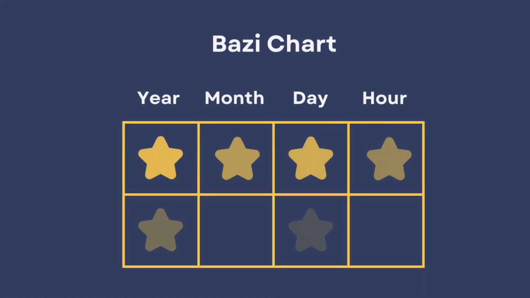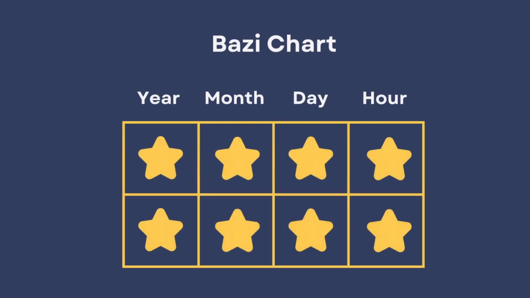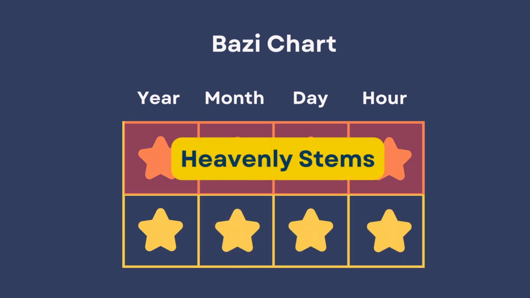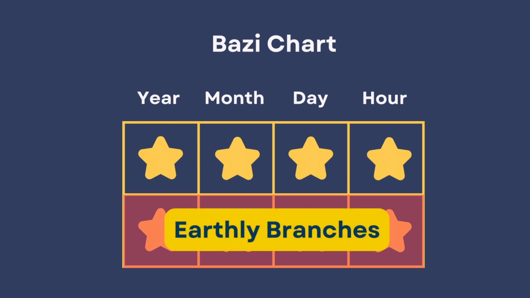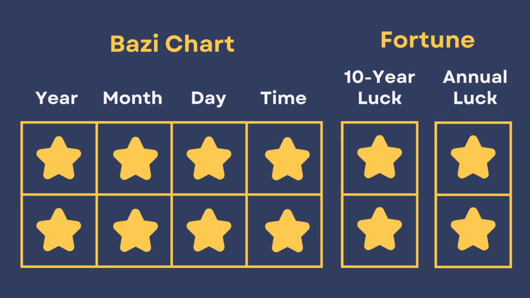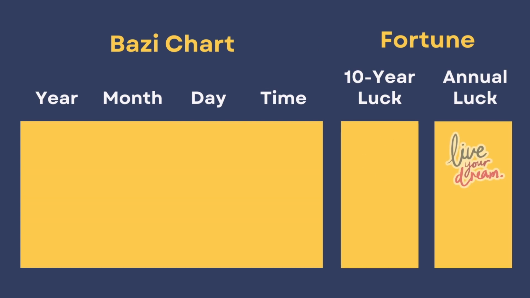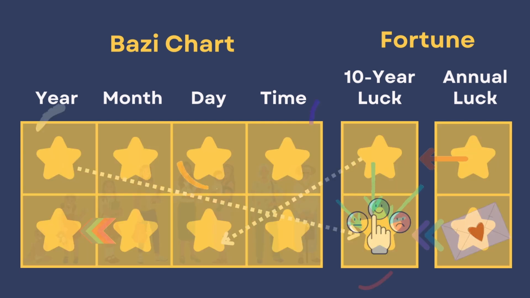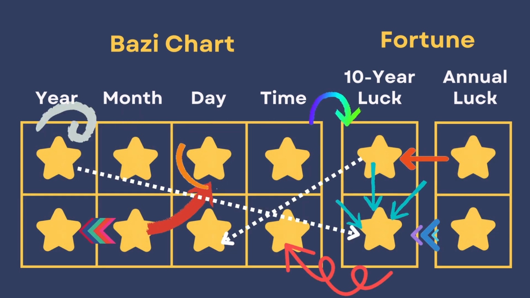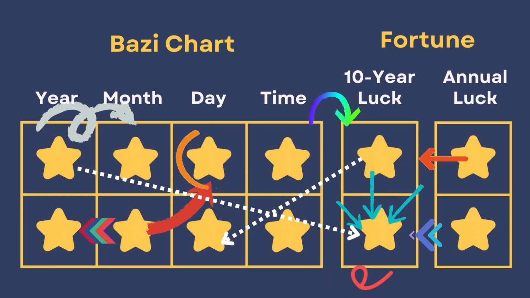A Bazi is composed of 8 characters and divided into 4 pillars: the year, month, day, and hour pillar. The top row represents the heavenly stems, while the bottom row represents the earthly branches. These 8 characters, together with your luck pillars, form a complex matrix that encapsulates every aspect of your life. The interactions among these elements contain hidden messages that hold the secrets of your destiny. By cracking this code, we can unlock the doors to understanding your life's journey.